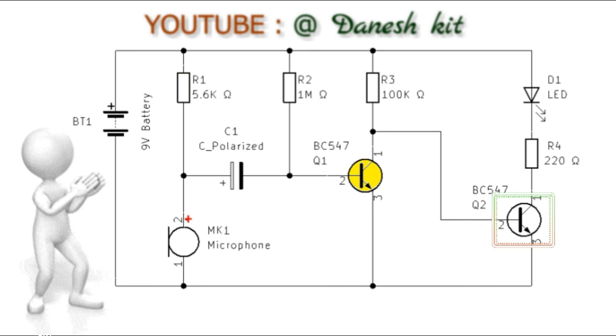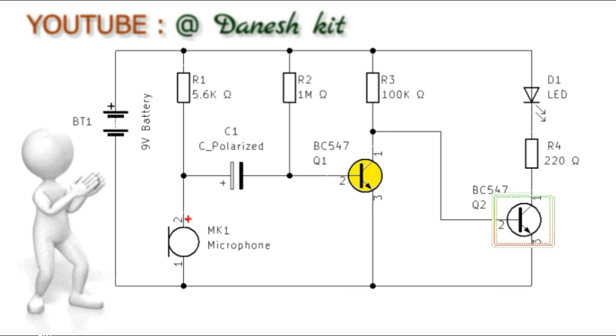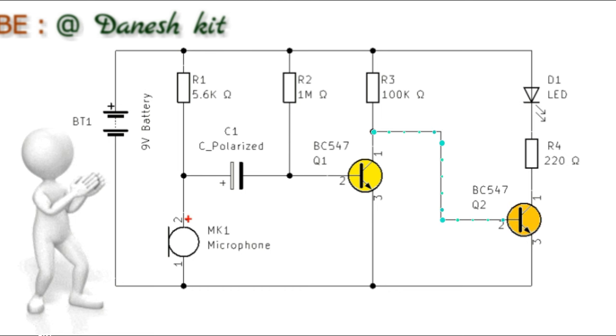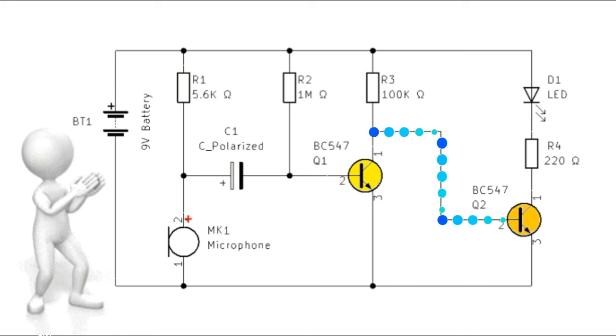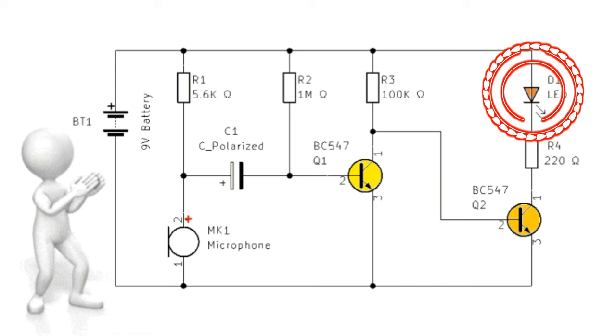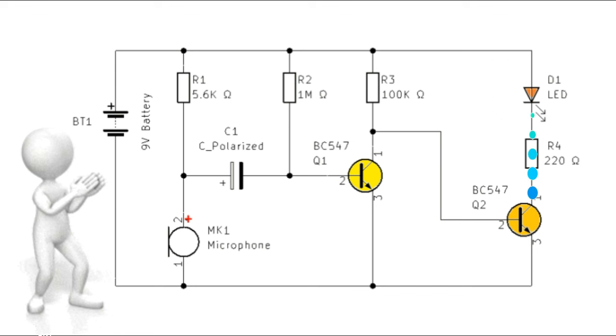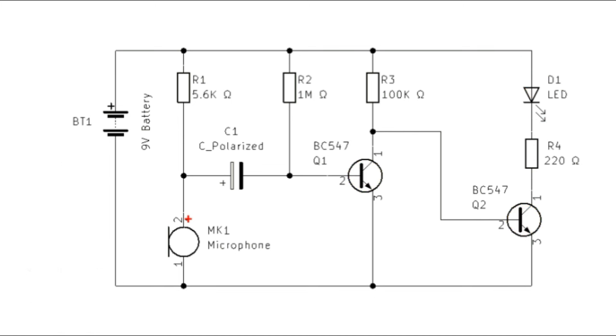Second transistor, emitter follower. The amplified signal from the first transistor controls the base current of the second transistor. The emitter follower configuration provides high input impedance and low output impedance, making it suitable for driving low impedance loads like LEDs. LED indicator. The LED lights up in response to the amplified audio signal. The LED and its current limiting resistor form a simple visual indicator of the amplified signal's presence.